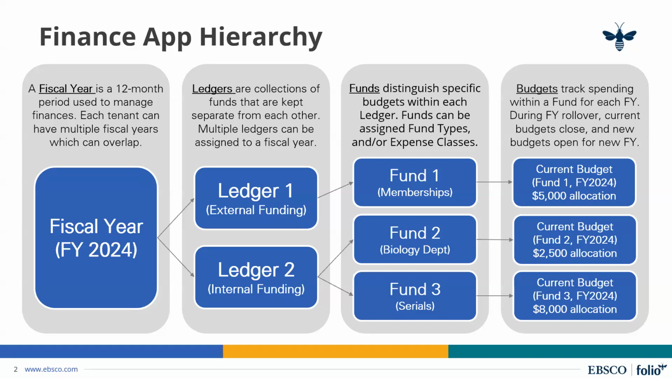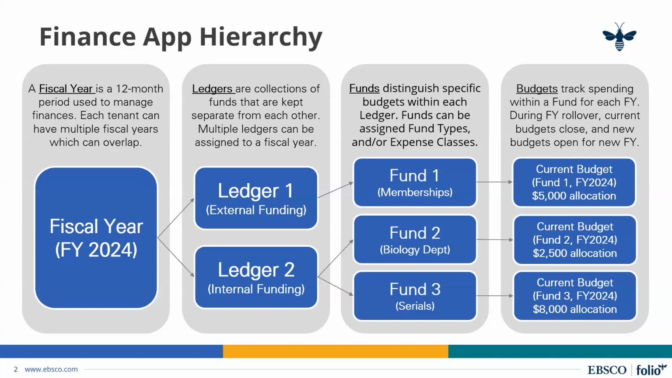And then we have what we call a fund. Funds distinguish specific budgets within each of the ledgers. So for example, in my external funding ledger, I might have a fund for endowments. I might have another fund for fundraising. Or perhaps for my internal funding ledger, I might have a fund for engineering or a fund for medical resources and another fund for history resources and so on.